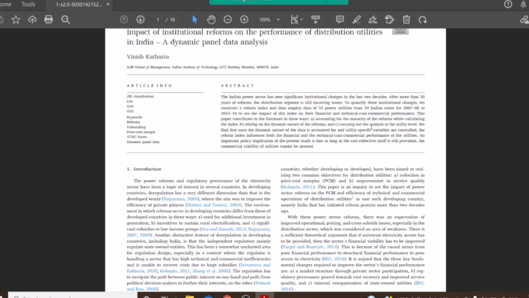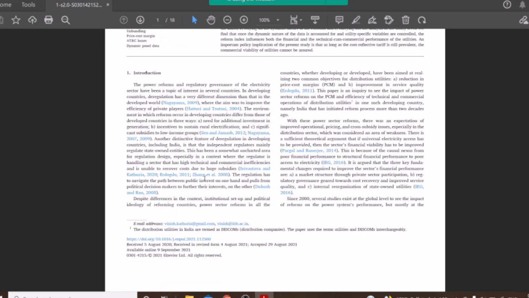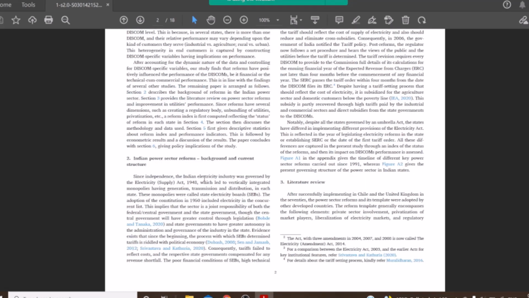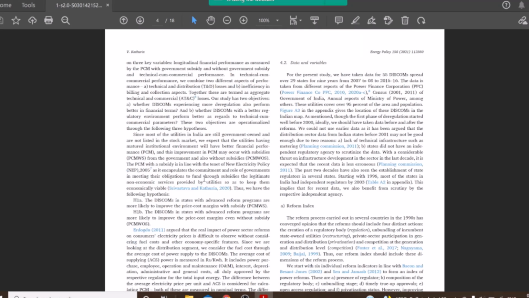If you then feel it matches the domain area for which you have to read this paper, just scroll through the paper and read carefully the main headings present in the paper. So first read the abstract and then skim through the paper, only going through the main headings. Like in my case, the first point is about introduction, then the second point is about Indian power sector reforms, background and current structure. The third point is about literature review. And then in the third point, there are further subpoints. And then comes the methodology and data, which is further divided into subpoints.